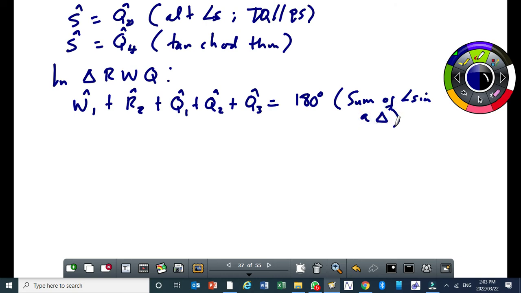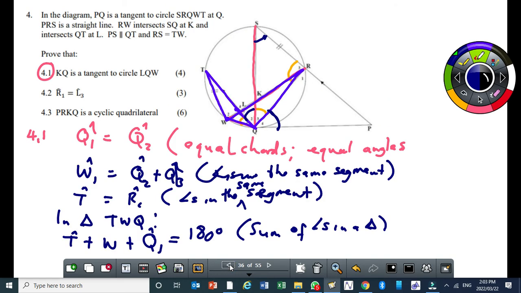Remember, what is the objective? Who can remind us about the objective? What is the objective? To prove that Q2 is equal to W1. Yes, that's the objective. Right? So, let's get on.